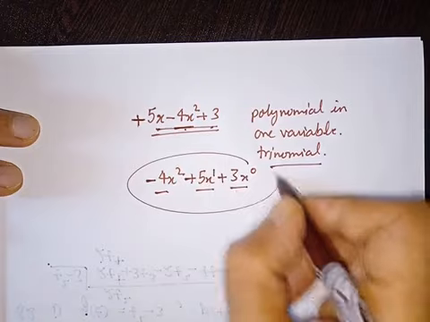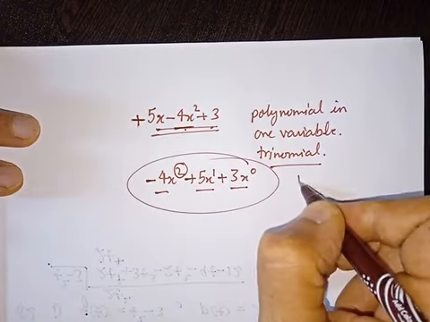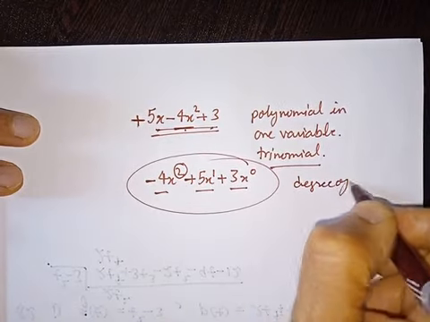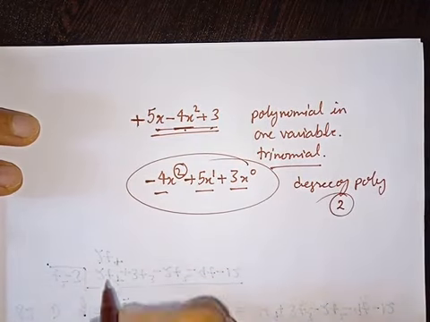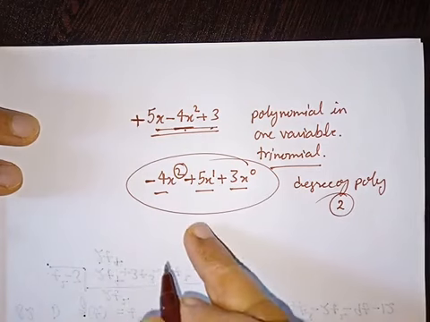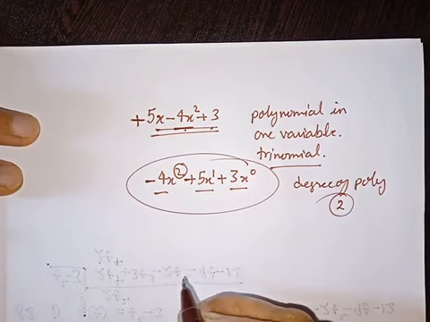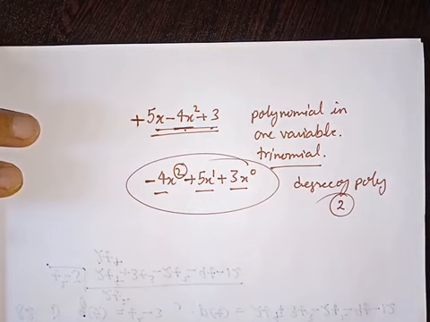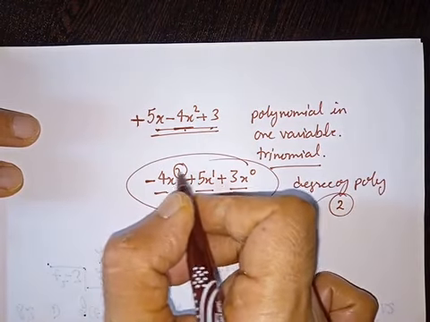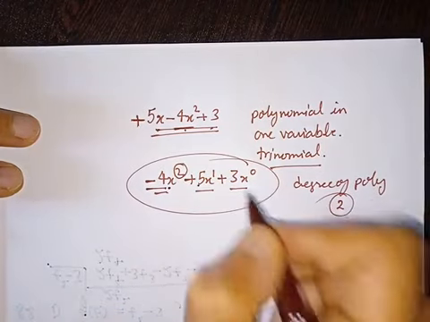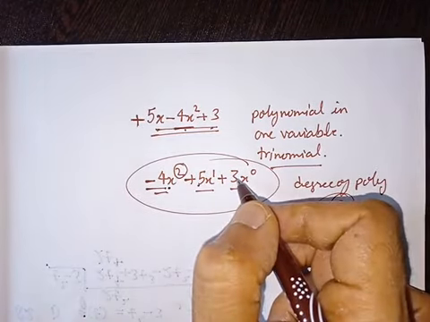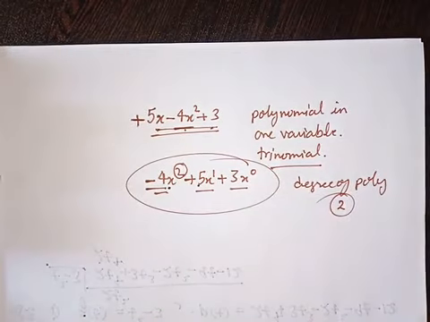And the degree of the polynomial, because the highest degree is 2, so the degree of the polynomial is 2, because 2 is the highest degree here. And remember that it's a polynomial in one variable. And next, the coefficients. The coefficient of x square here is minus 4, whereas the coefficient of x is 5 and the constant is 3. Now we will move to exercise 2.2, question number 1.